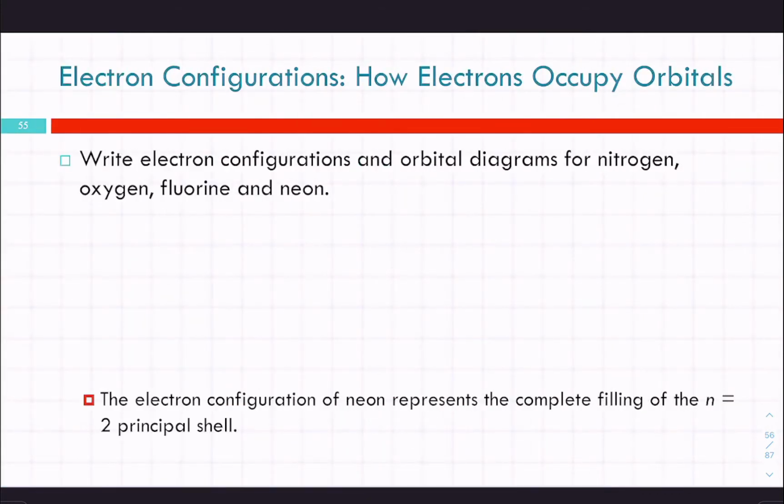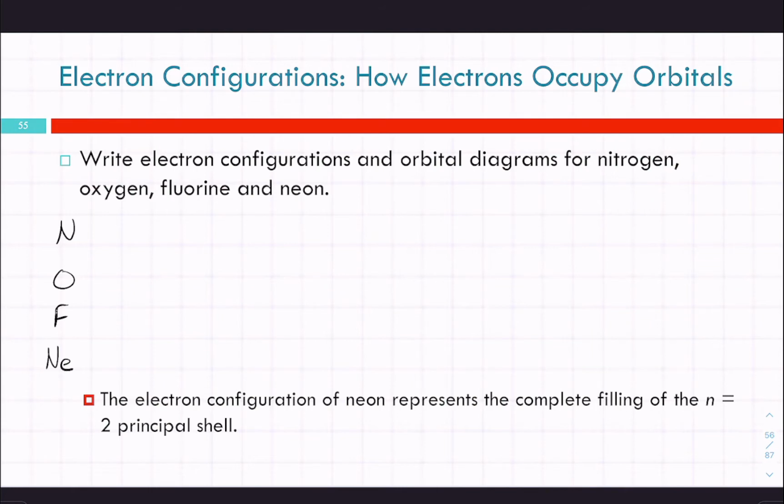Alrighty, so let's put this into practice now. We're going to write the electron configurations and orbital diagrams for nitrogen, oxygen, fluorine, and neon. We start by writing out these element symbols: nitrogen, oxygen, fluorine, neon.